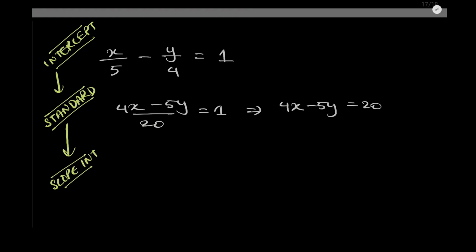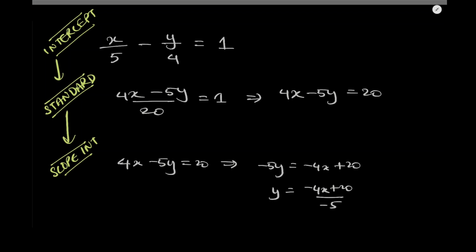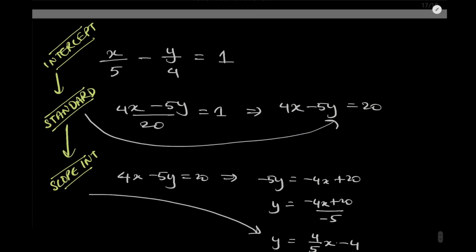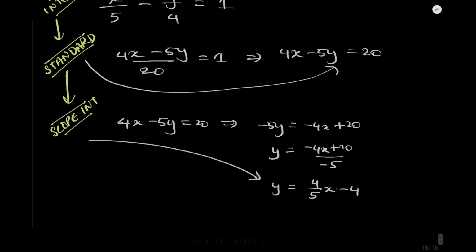So this will be, remember what we did? We will do the same thing. So we'll write 4x minus 5y, which is equal to 20, and then minus 5y, which is equal to minus 4x plus 20, and then y is equal to minus 4x plus 20 upon minus 5, which will be the same as 4 by 5 x plus 4. No, minus 4. So this is the slope-intercept form, this is the standard form, this is the intercept form.